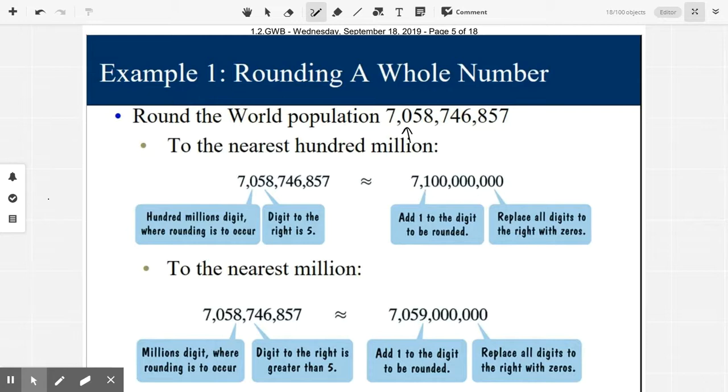All right. If I want to go to the nearest million, here's the million spot right here. Look to that. What is that? That is larger than 5. That's 5 or larger. So once again, I add 1 to this. The rest of these go to 0. So that's why this 8 goes to a 9 there. The rest are zeros. So rounded to the nearest million is 7,059,000,000.